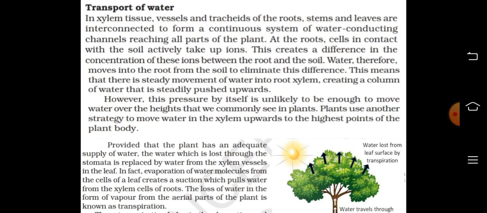commonly see in plants. Plants use another strategy to move water in the xylem upwards to the highest points of the plant body. Provided that the plant has an adequate supply of water, the water which is lost through the stomata is replaced by water from the xylem vessels in the leaf. In fact, evaporation of water molecules from the cells of a leaf creates a suction which pulls water from the xylem cells of roots. The loss of water in the form of vapour from the aerial parts of the plant is known as transpiration.